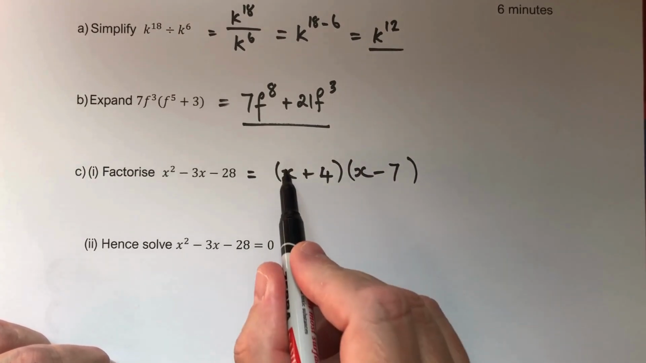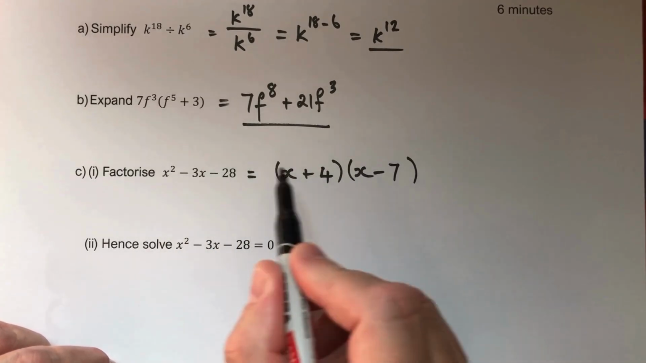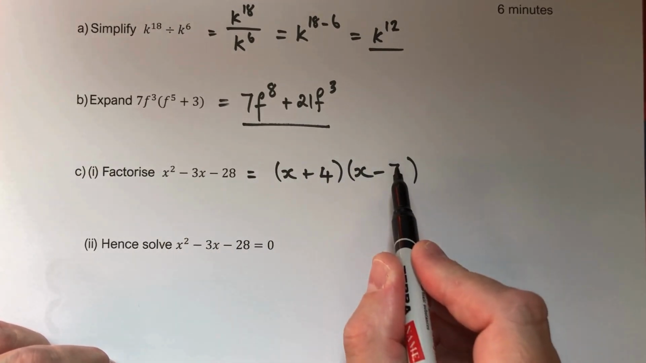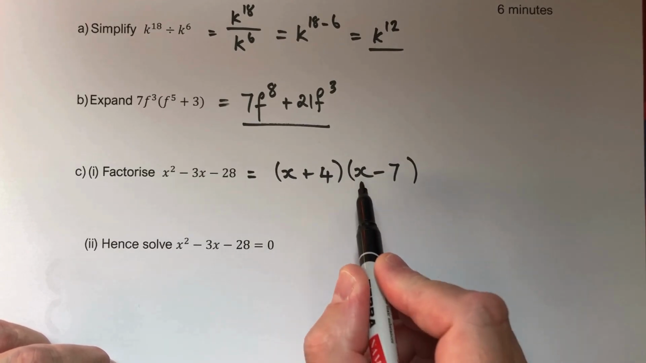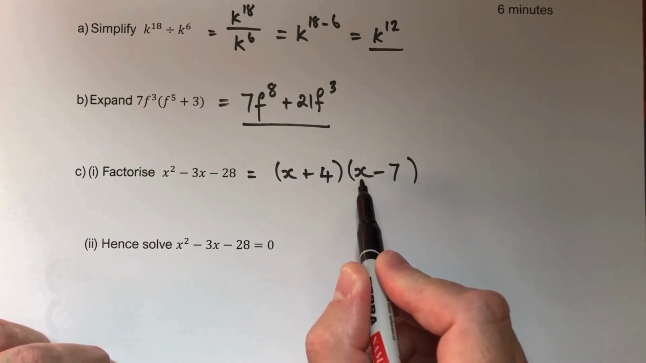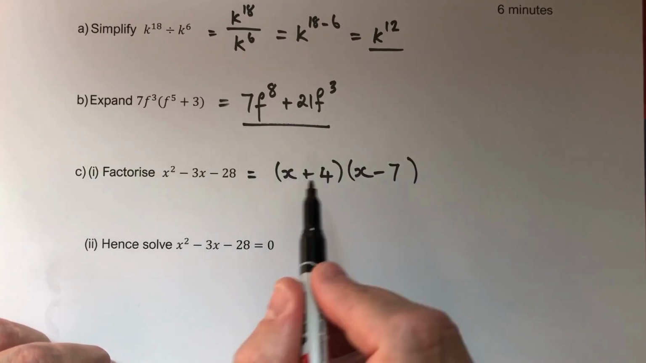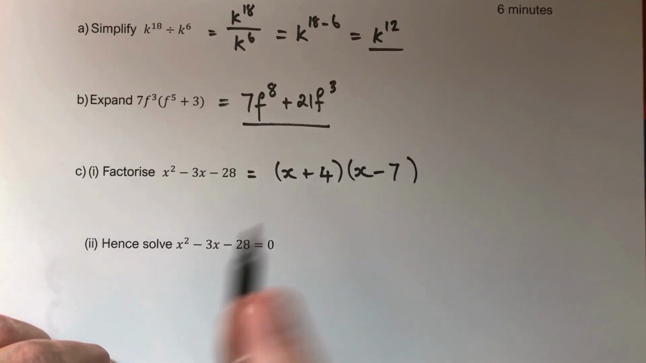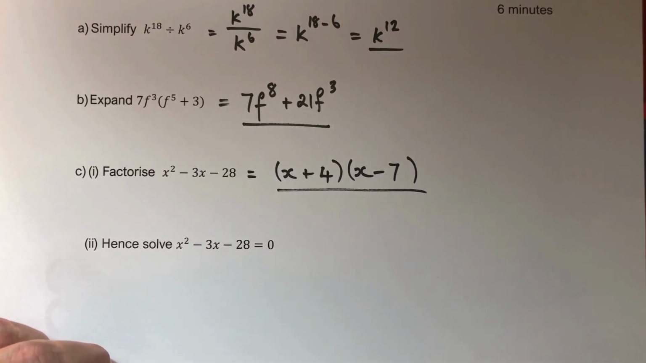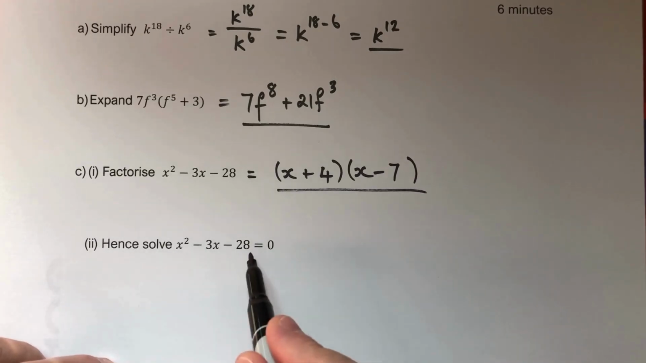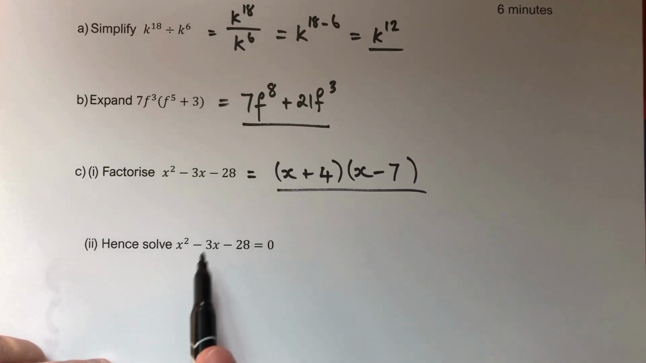And then if I expanded these brackets, I would get x times x for the x squared, x times negative 7 for negative 7x, plus the plus 4 times the x for plus 4x, which when simplified gives me a total of negative 3x, and then 4 times negative 7 is negative 28. That's that factorised. Hence solve this quadratic equation.